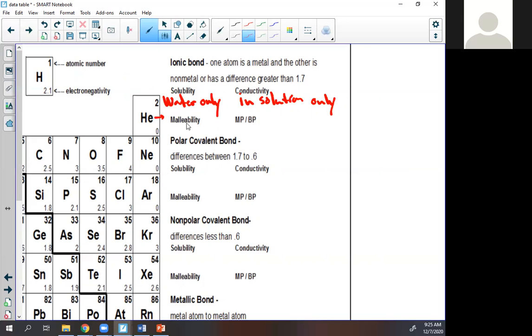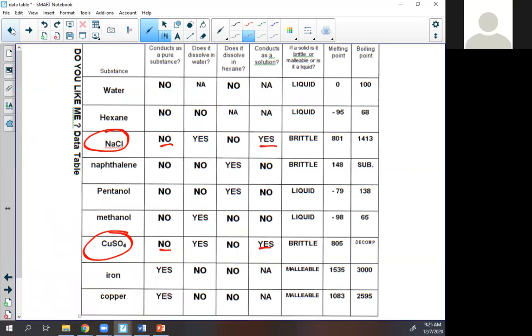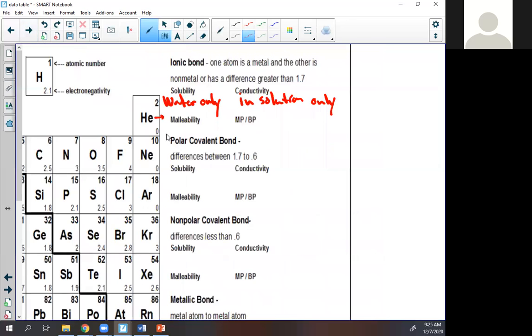All right. Malleability means, is it brittle, which means does it crush when hit, or does it bend when hit, which is malleable. You come over and notice both of them are brittle. So for malleability, you're going to write the word brittle. The question on the exam would say, is it brittle or malleable? After you've done the math and you knew what it was, you would say ionic, they are brittle.